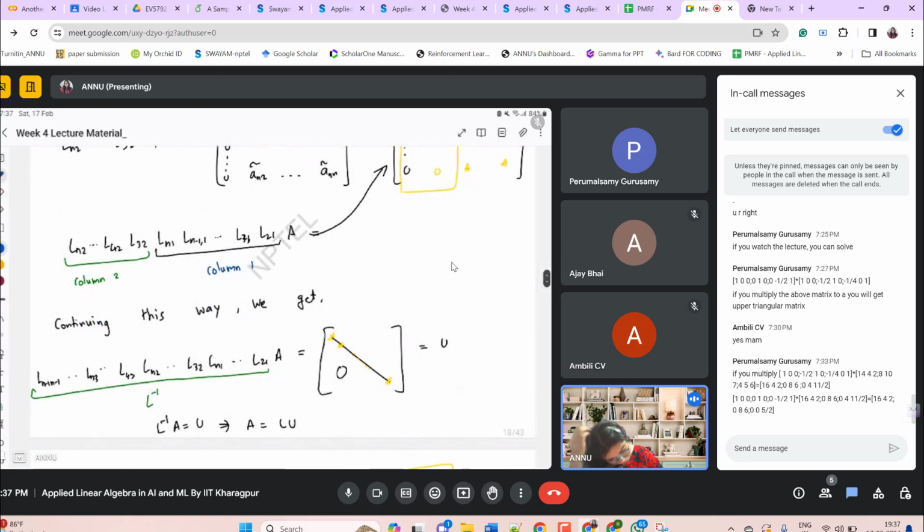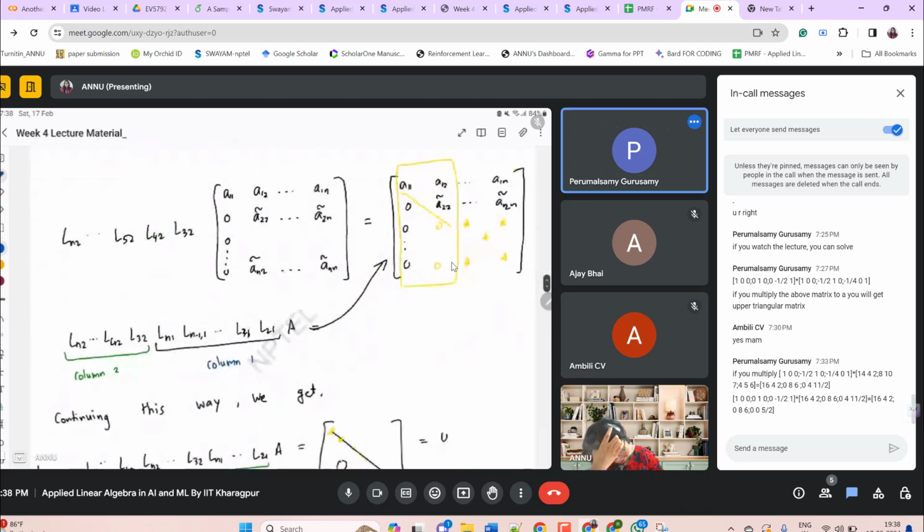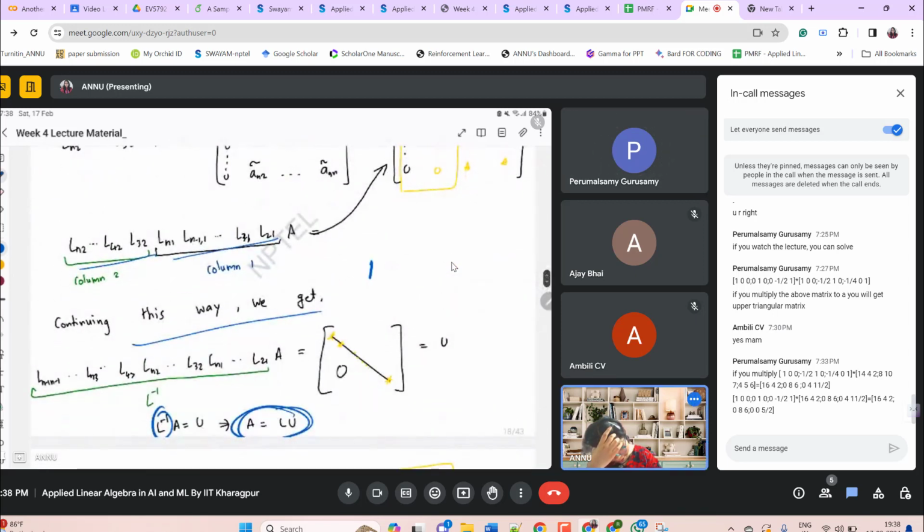So similarly, first column 1, then column 2. Continuing this way, this will be L inverse. And the output that we are getting is U. So in this way, I think we can directly get the L matrix. But how to get the U matrix? We have to multiply. If you want to get the U matrix, then L inverse A is the answer. I hope, Amelie, you are getting something.